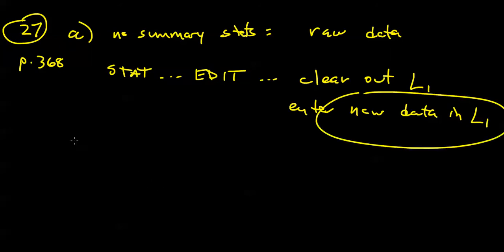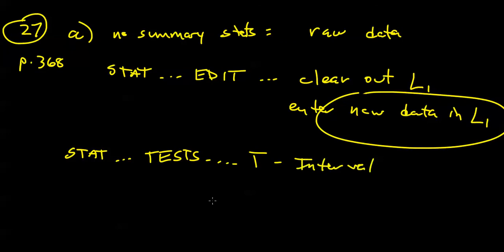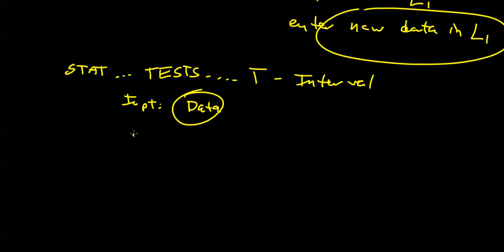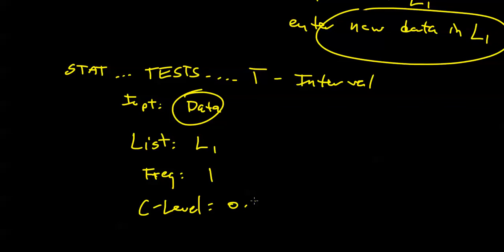Alright, once you've entered the new data, here we go. Press stat, tests, t-interval. For your input mode, of course, we are going to use raw data, so make sure that's highlighted and selected. Notice the input screen changes, as you might have expected. We are no longer prompted for a sample mean and a sample standard deviation. They ask us for a list, and if you put the data into list L1, L1 should be the default there. Frequency equals 1, that just means how many times we repeat this list in our calculation, and the confidence level is then 0.95.